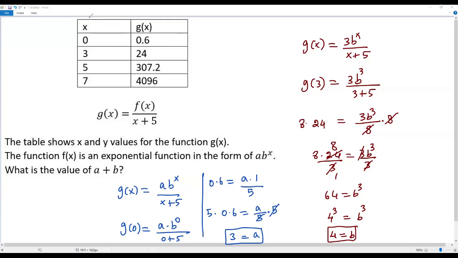Now I have the value of a and I have the value of b. So now I can find the value of a plus b. Plugging in 3 for a and 4 for b, we get a plus b equals 3 plus 4, which is equal to 7. So finally, I got the value of a plus b. The value of a plus b is 7.